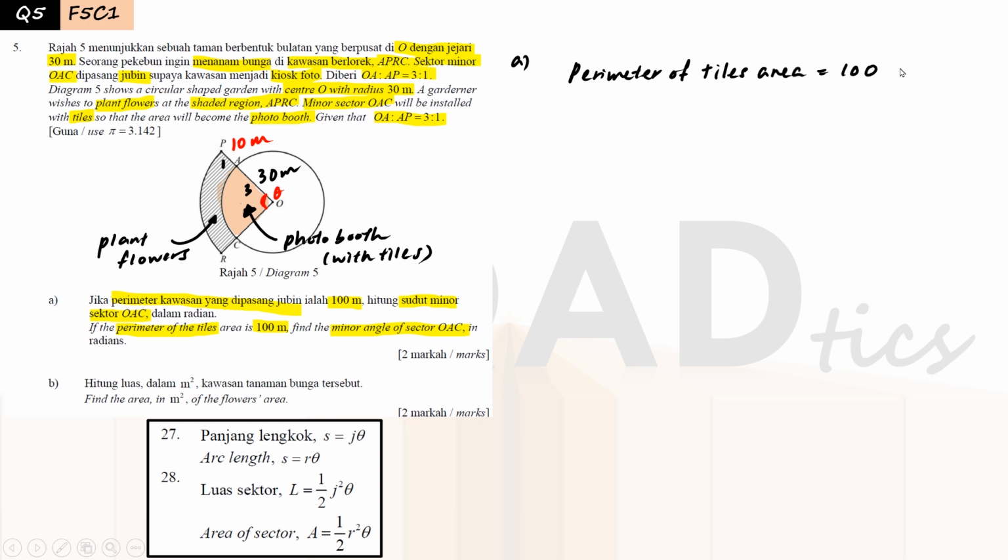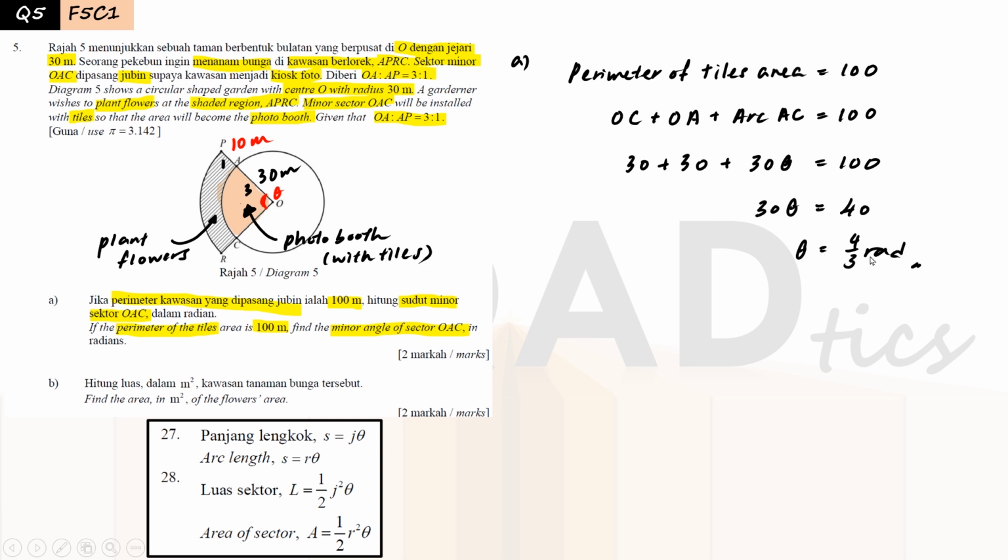Which is this one, and let's identify the lines of the tiles area, which we have already mentioned. So it's line OC, OA, and the arc AC. We know that OC and OA are the radius of the circle, so both of them will be 30, and arc AC here will be r, which is 30, multiplied with theta. Now you can see all of the things are numbers already except the theta that we are trying to find. So we can just rearrange this equation to find the value of theta, which is 4/3 radians.